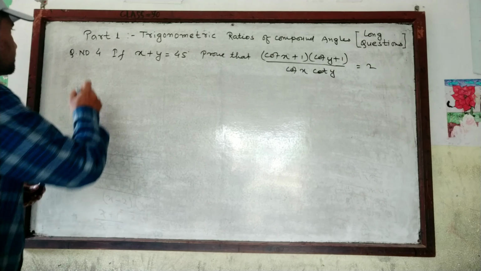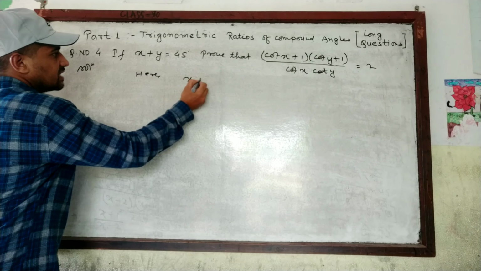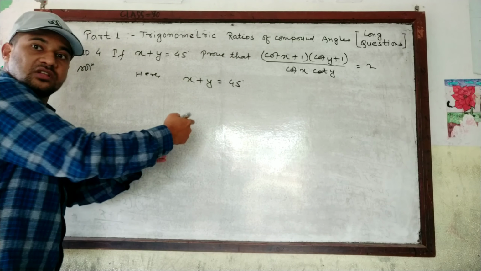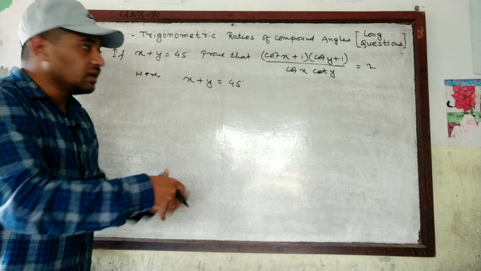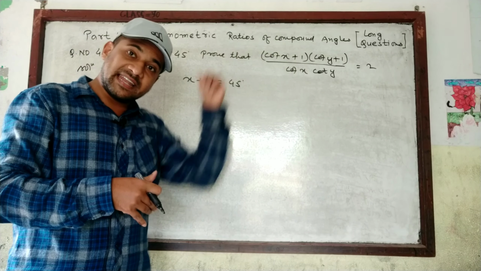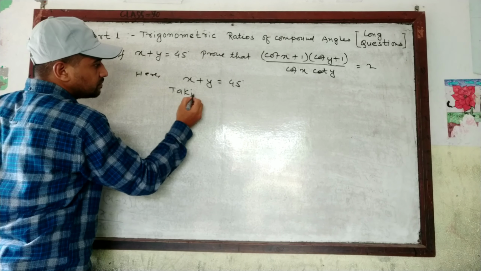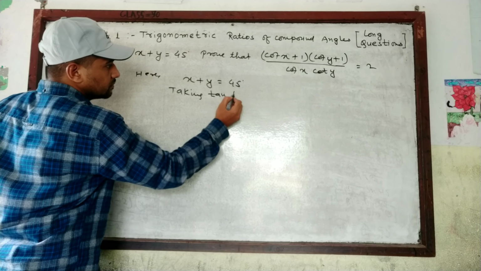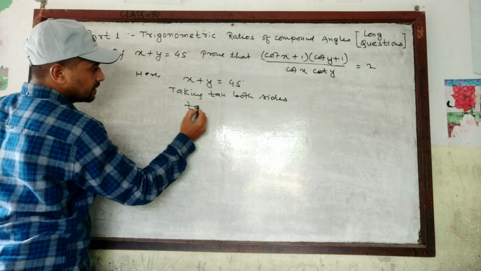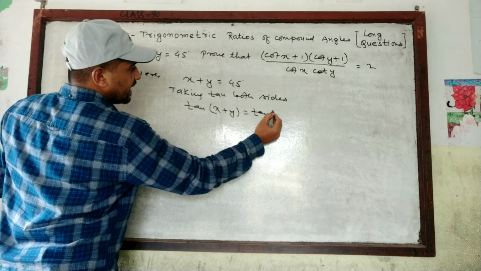So look here, solution. Here x plus y is equal to 45. Here is cot, it means no need to take cot only. I told you before, if tan then take tan, if cot then cot. But if cot, you can take tan also. Look how, taking tan on both sides: tan of x plus y is equal to tan 45.